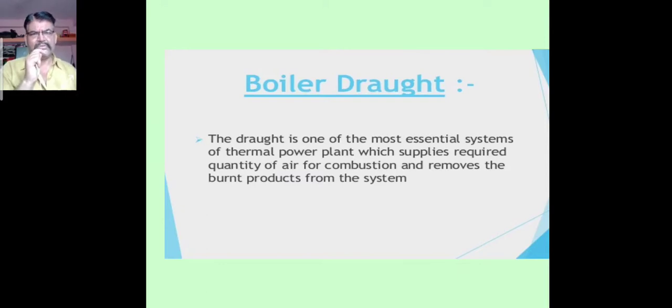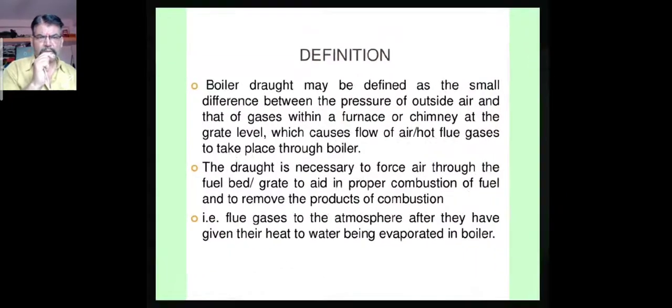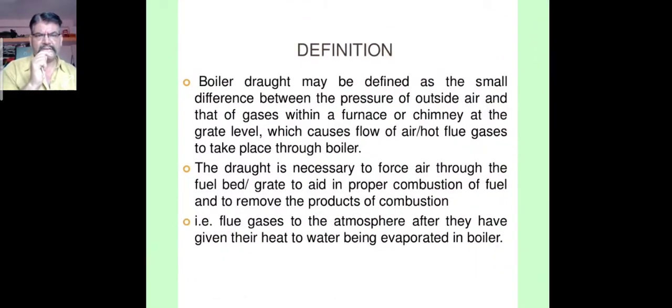Now, one of the definitions given: draught is one of the most essential systems of a thermal power plant which supplies the required quantity of air for combustion and removes the burnt products from the system. Boiler draught, now there is a definition. As I told, the draught is necessary to force the air through the fuel bed or grate to aid in proper combustion of the fuel and to remove the products of combustion.